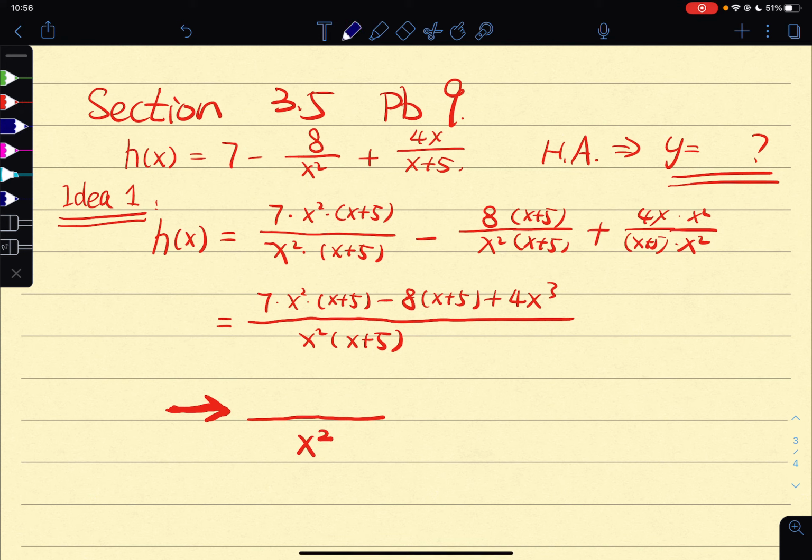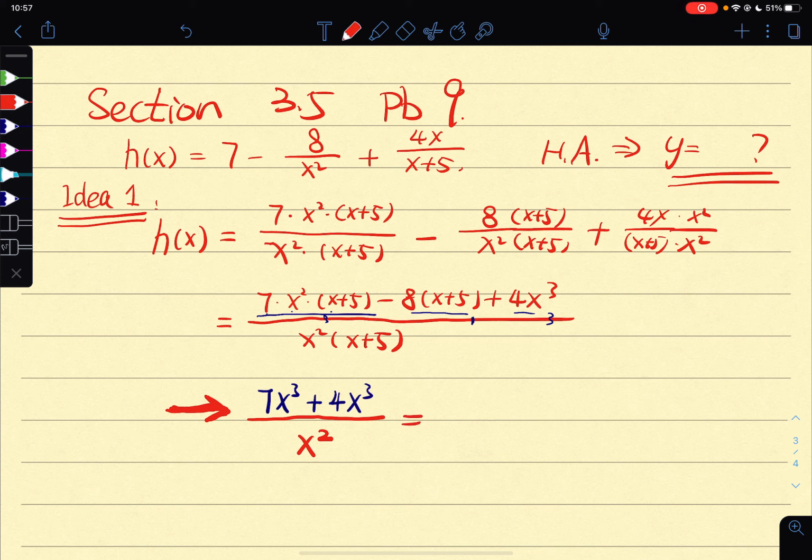Then let's look at the other pieces. This one is a cube term. This one has the highest order of x to the order of 1, so it can't be the leading term. For this expression, the highest order is 7x squared times x, so it's 7x cubed. It's going to be a leading term. So I have 7x cubed coming from the first expression, and 4x cubed coming from the second expression.